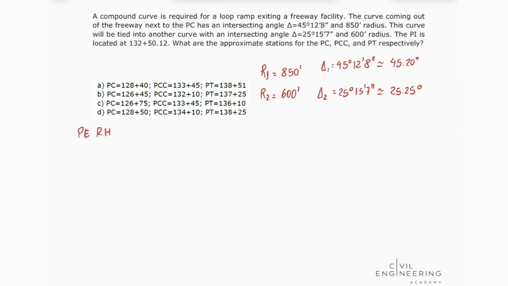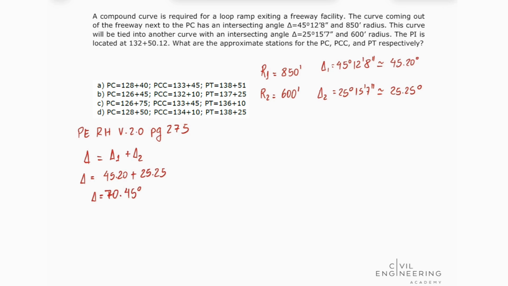And we're going to use our PE reference handbook version 2.0. Let's look at page 275. We're going to see that the deflection angle of a compound curve is equal to the summation of the two deflection angles for each one of these curves that form our compound curve. So let's make this summation. This will be 45.20 plus 25.25. We're going to get that our deflection angle for our compound curve will be 70.45 degrees.